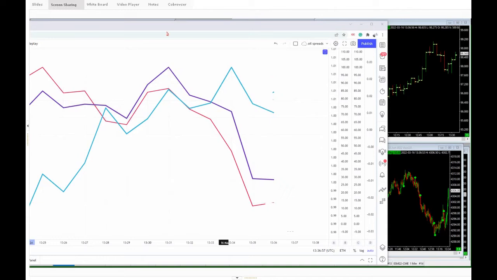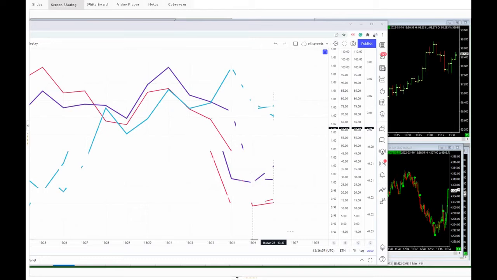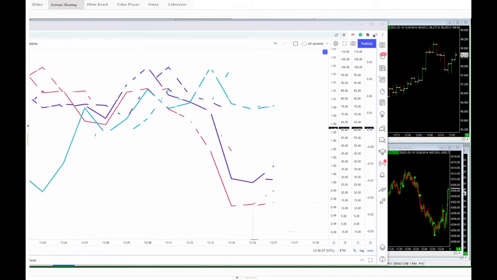I'm not in the trade. I'm not looking for the trade. I'm waiting for a trade to set up. I'm waiting for a transition. I'm waiting for the order flow to start giving me a little quick scalp trade.